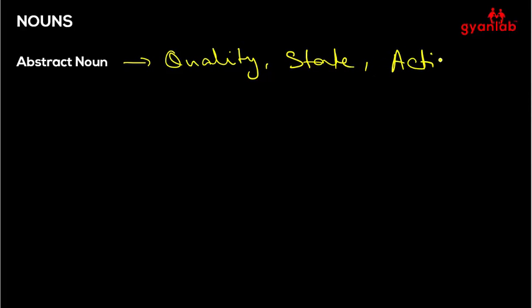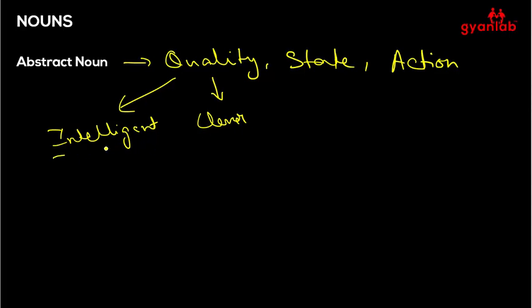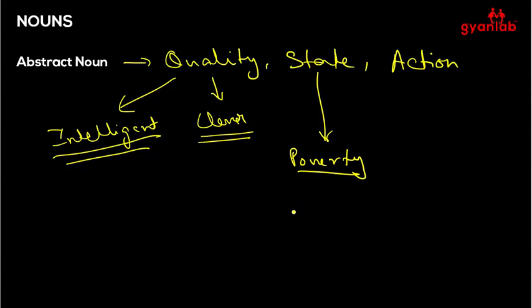And finally, we have the abstract noun, which is not a concrete noun, and it's basically used to denote some quality, the state or action, right? For quality, we can say a person is intelligent, or someone is clever. These words describe a quality of a human being, so it's an abstract noun. State of being: for example, poverty is a state of being, right? So poverty is an abstract noun. Action can be anything.